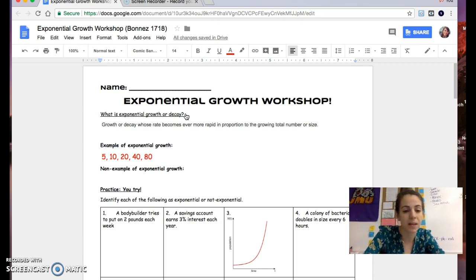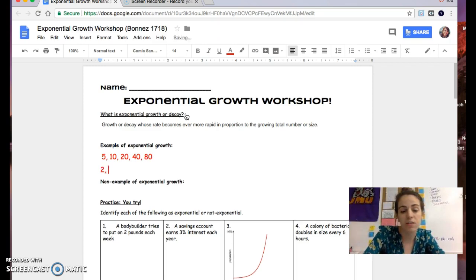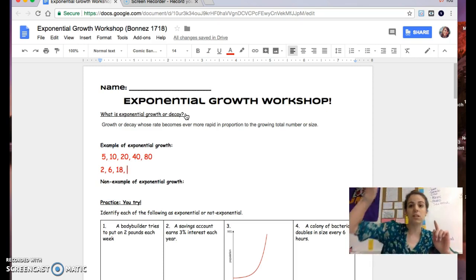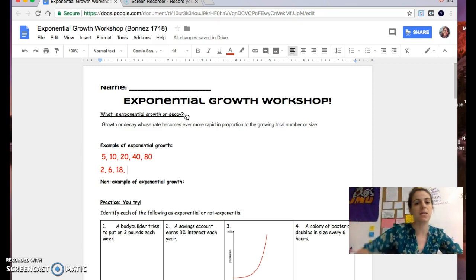Or another example is you start off with $2 and then you triple your amount. So you go from 2 to 6. 6 times 3 gives you 18 and so on and so forth. And you can see that the distance between each number gets farther and farther apart, which is why it increases so much. It just explodes at the end.